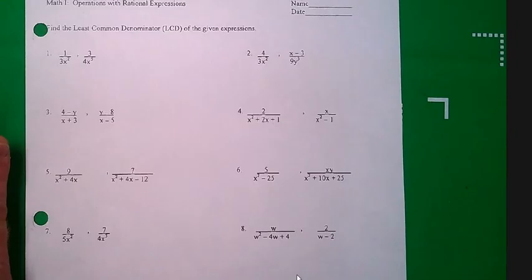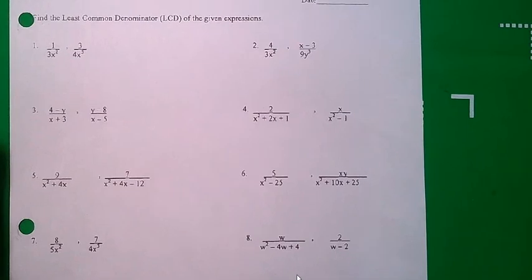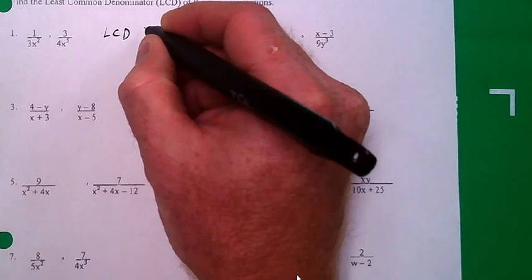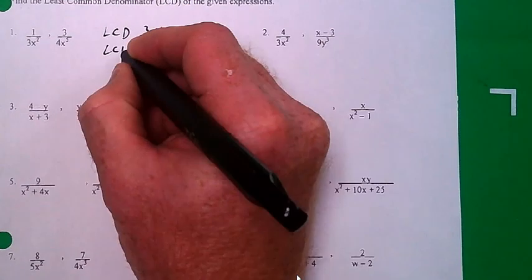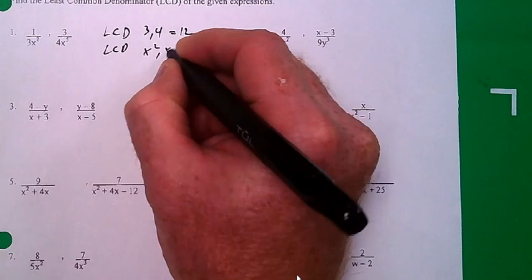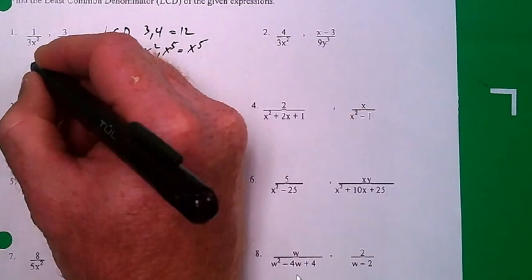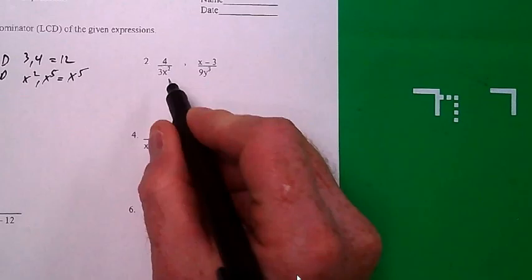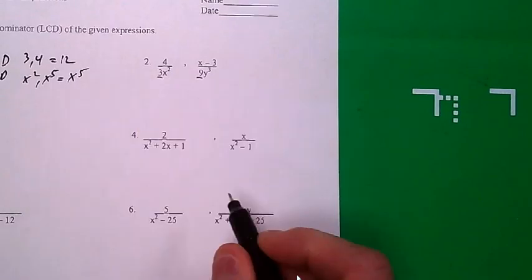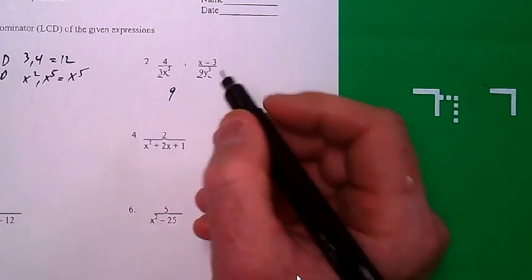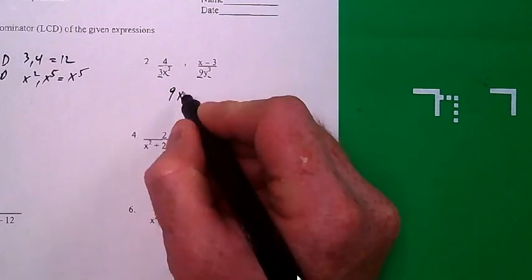Alright, so the LCD of 3 and 4 is 12. The LCD of x squared and x to the 5th is x to the 5th. So overall, our LCD is 12x to the 5th. Alright, number 2. LCD of 3 and 9 is 9. LCD of x squared and y cubed, x squared y cubed. It really doesn't matter what comes first there.